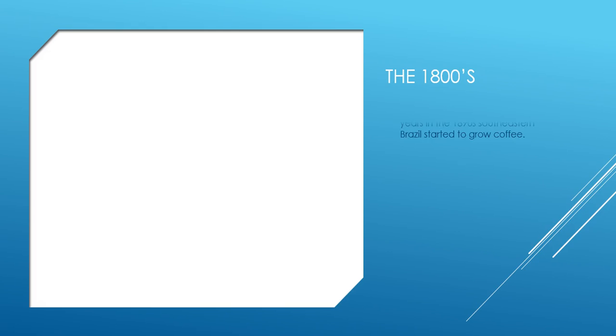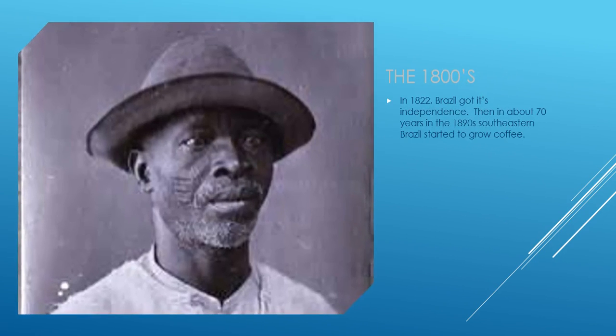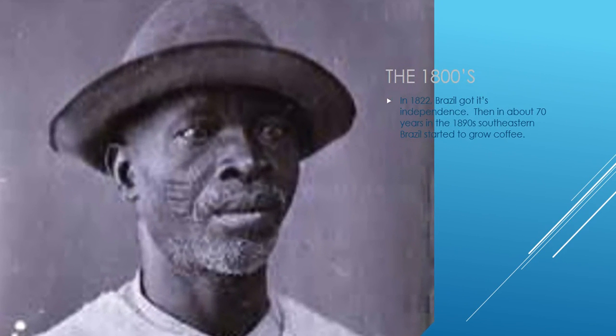The 1800s. In 1822, Brazil got its independence. Then about 70 years later, in the 1890s, southeastern Brazil started to grow coffee. So there's a picture of a slave, which is a little sad, but we're just gonna do this, and now this gets spooky, guys. There we go, it's really big, so that's kind of spooky. So we're gonna try to boing him. Boing, boing, boing. I feel horrible for slaves, so it's kind of spooky for me when they get up big. But next slide.